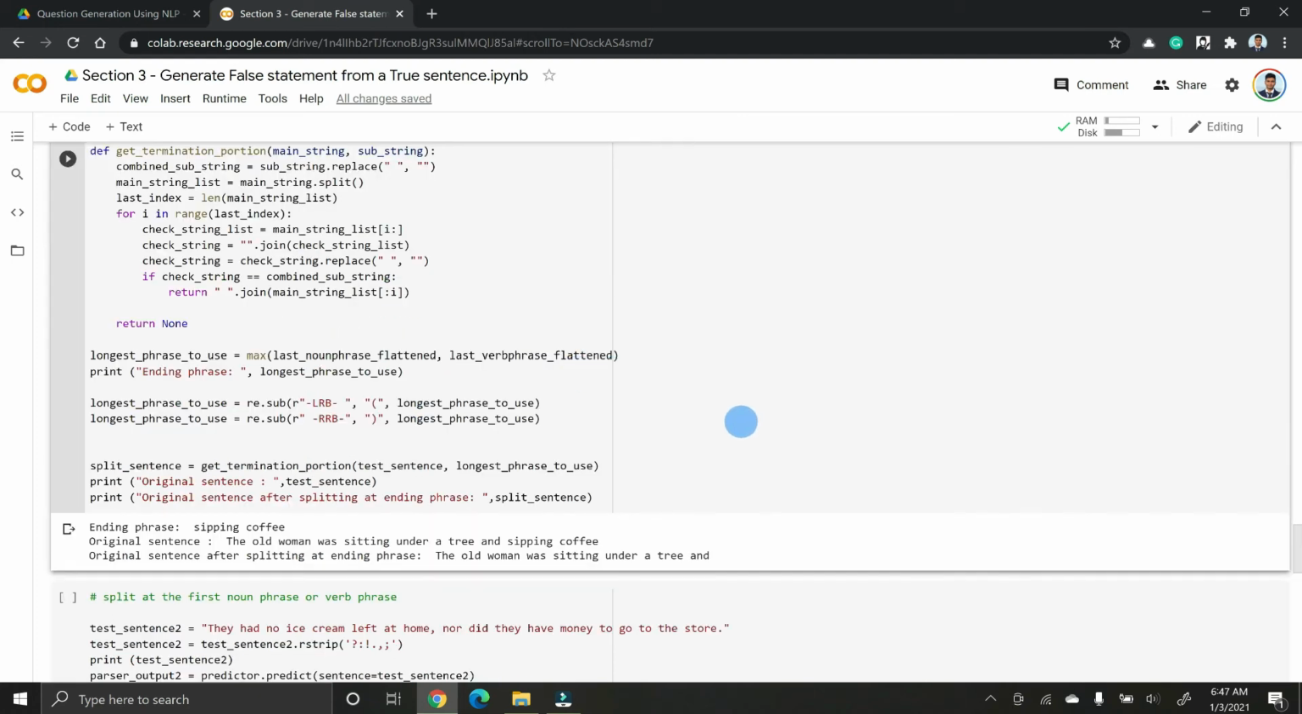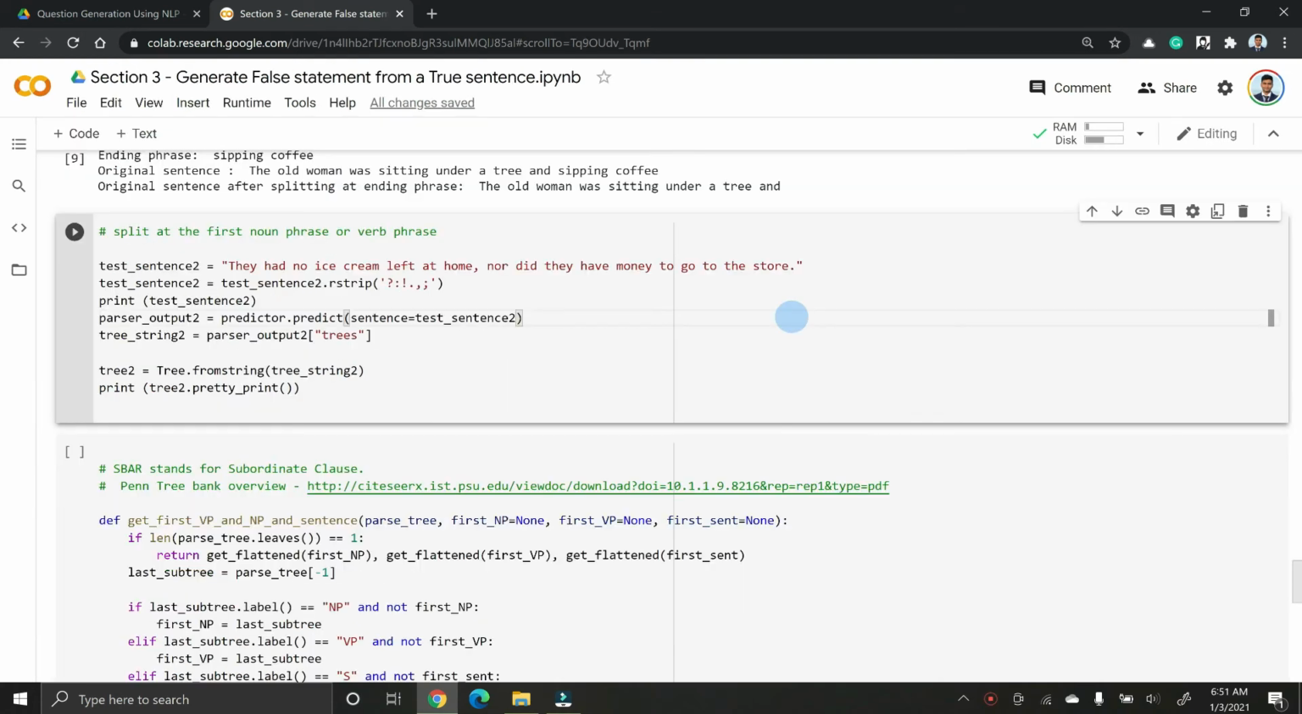Now we'll see one more example in the next section. For this section, we have achieved our task where we had the original sentence like this, we split it at the ending noun phrase or verb phrase, and we got back the split sentence. This is all we wanted to achieve in this section, and we did. Thanks for watching. See you in the next section.